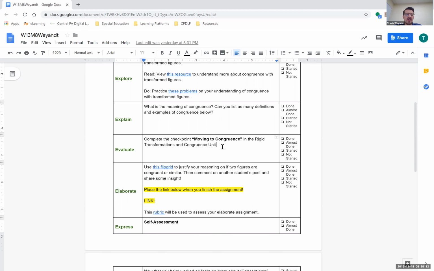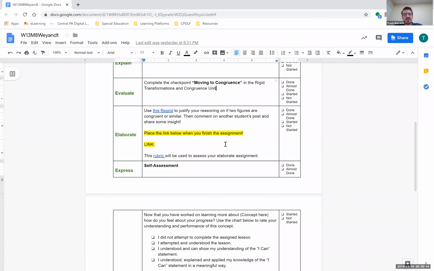And then for the elaborate, I thought I'd do something different and do a Flipgrid, and we've done these before, to justify your reasoning if two figures are congruent or similar. Using the understanding you learned about congruence and what you already know about similarity, can you justify your reasoning for the figures in this Flipgrid, whether they truly are similar or congruent? Can they be both? I don't know. Maybe that's something you can justify in your Flipgrid.